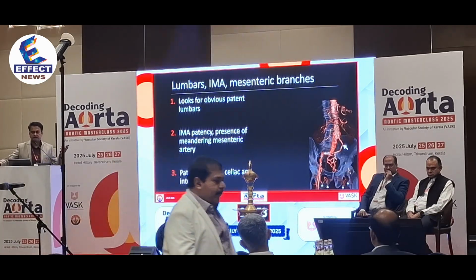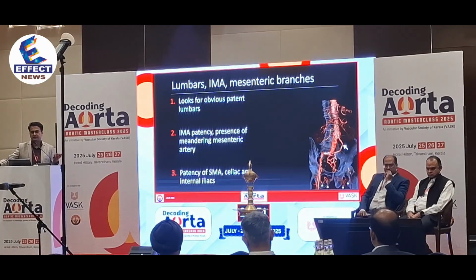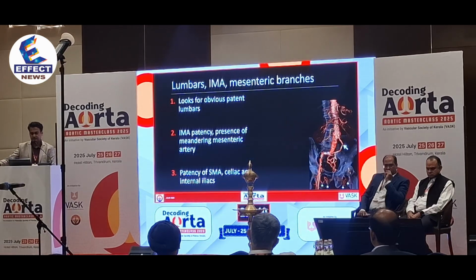Next, we scan through the other branches: the lumbar arteries, the inferior mesenteric, and the other mesenteric vessels, internal iliacs. So, eyeball through the axials to look for any patent lumbars that you would have to be ready to stitch as soon as you open the sac. And then you look for the mesenteric vessels. So, this you need to be very careful in.